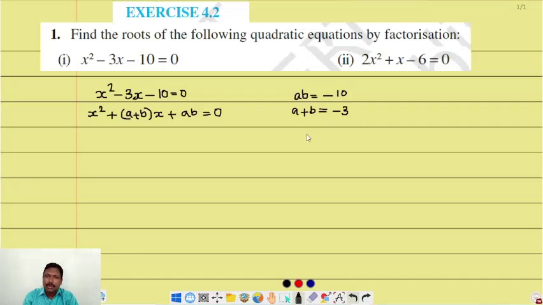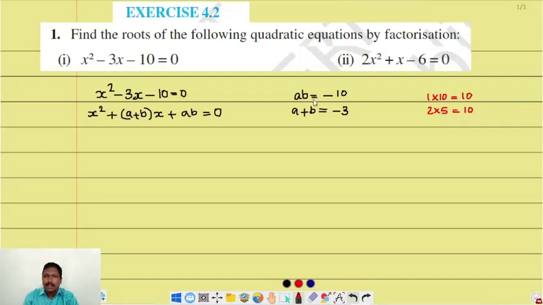So we can check the numbers having product 10. So we can write the factors. 1 into 10 is equal to 10. So we can say 1 and 10 are factors of 10, and 2 into 5 is equal to 10. So here 2 and 5 are factors.